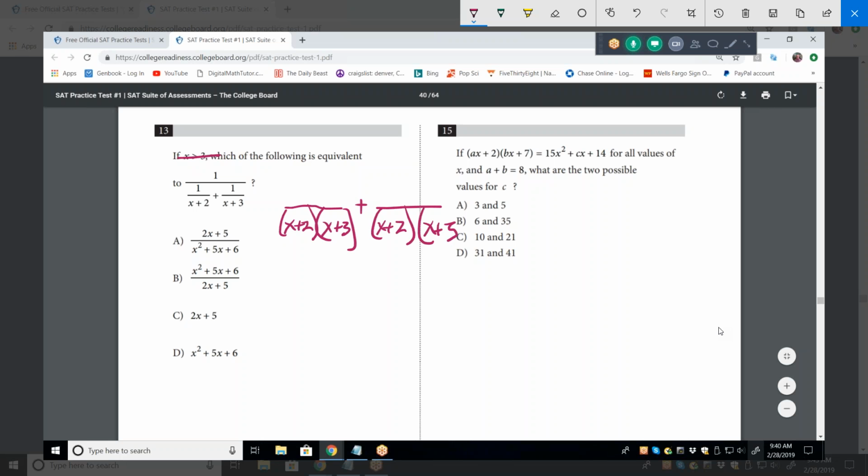Okay? Now we've got to figure out the numerators. 1 was the numerator. So what do I have to have in this numerator so that that fraction does not change?